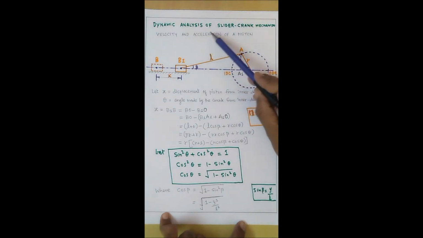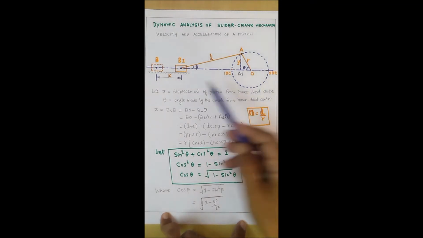In this video, we are going to derive velocity and acceleration of a piston in reciprocating engine. Dynamic analysis of slider crank mechanism. This is the derivation to find the velocity and acceleration of the pistons. First, we will see the diagrams.